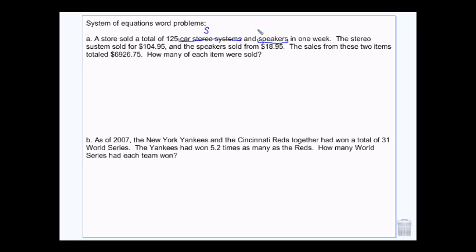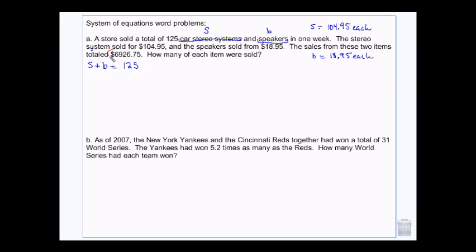Then what letter will we use for speakers? That's fine. Okay, there's 125 total. So that tells me that S plus B is equal to 125. The stereo system sells for $104.95, so S is $104.95 each. The speakers are $18.95. So B is $18.95 each.